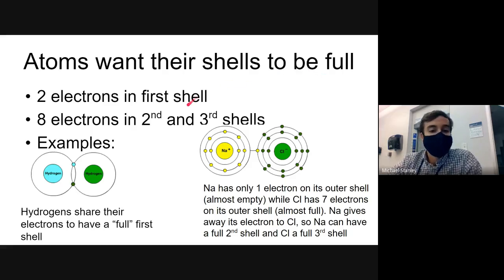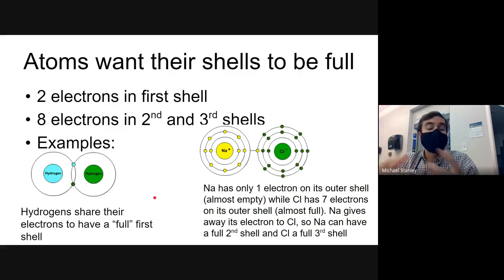So I like to think about it as they really want those outer shells to be full. And they can accomplish this in a whole bunch of different ways that we're actually going to talk about in a lot more detail on either Tuesday or Thursday next week. I can't remember which one. But we'll talk about how atoms work together in order for their shells to be full. So sometimes they'll share electrons with other atoms. Sometimes they'll give away their electrons and other atoms will take the electrons from them, all in an effort to make that full outer shell, either to have a full set of 2 in the first shell or a set of 8 in the second or third shells.